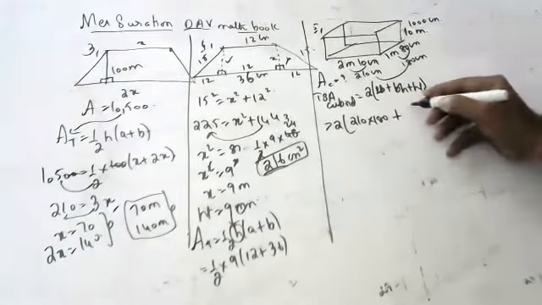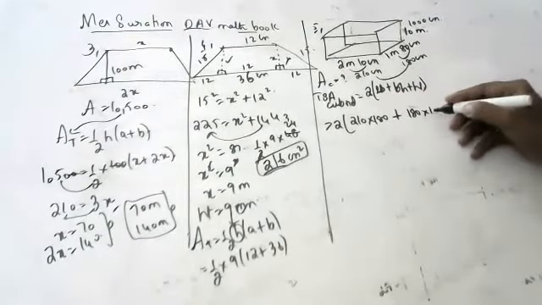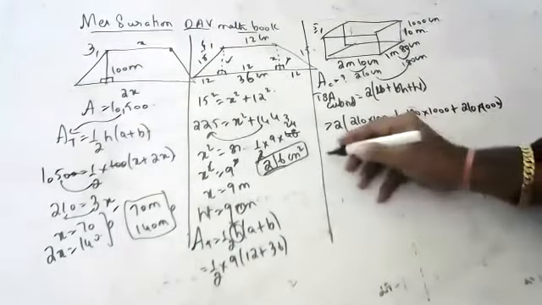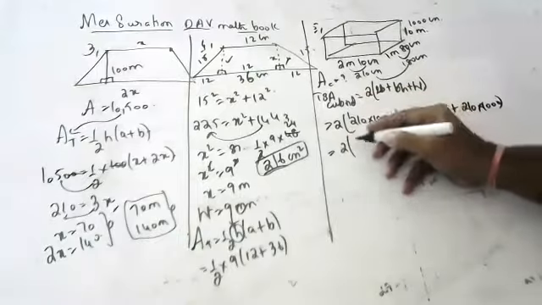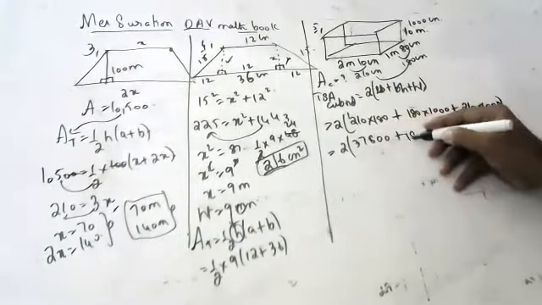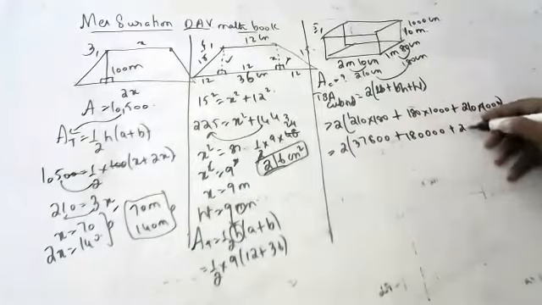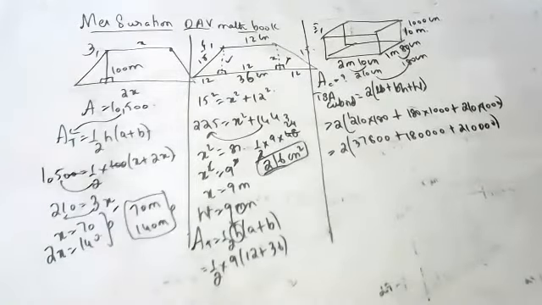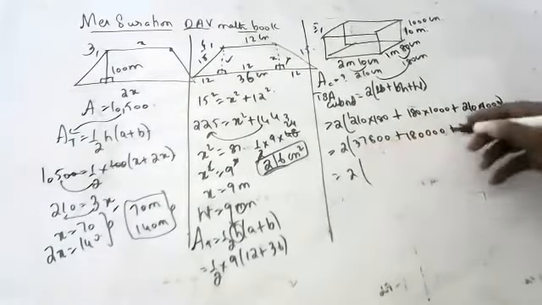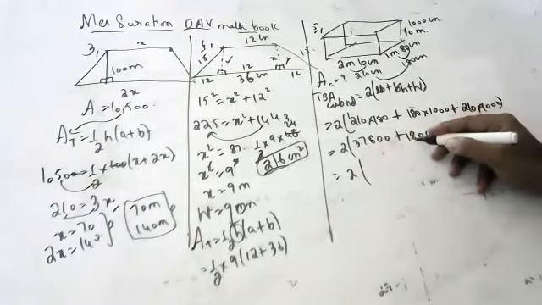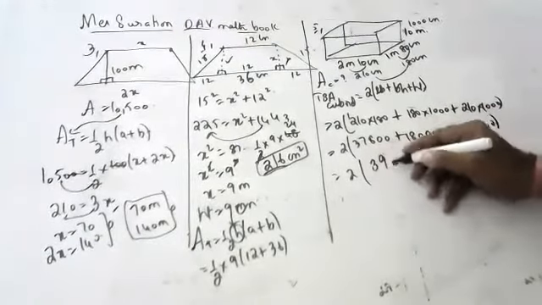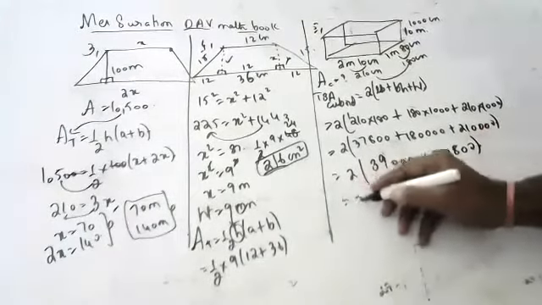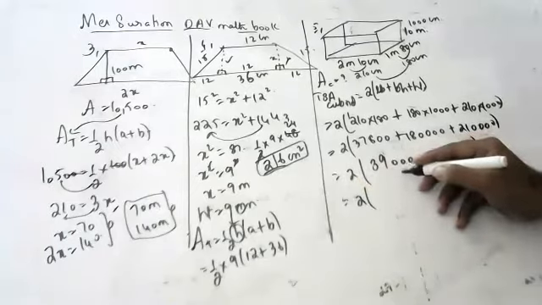2 into 210 into 180 plus 180 into 1000 plus 210 into 1000. How much is that? So 210 into 180 is 37,800, plus 180,000 plus 210,000. So 180,000 plus 210,000 is 390,000, plus 37,800. Can anyone help me? How much is that?